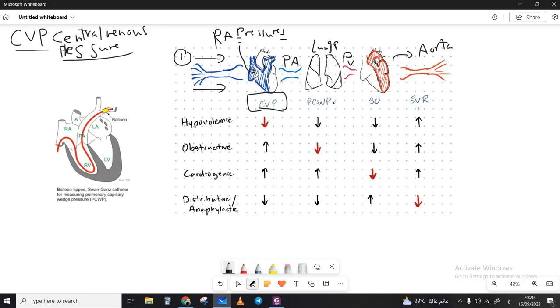Next thing is pulmonary capillary wedge pressure. This seems very complicated and annoys a lot of students, but it's actually a very simple concept. It's just the name that seems complicated. Essentially, we get a catheter, enter the veins, get to the right atrium, then the right ventricle, go upward to the pulmonary artery, reach the pulmonary veins, and we measure the pressure inside these pulmonary veins.